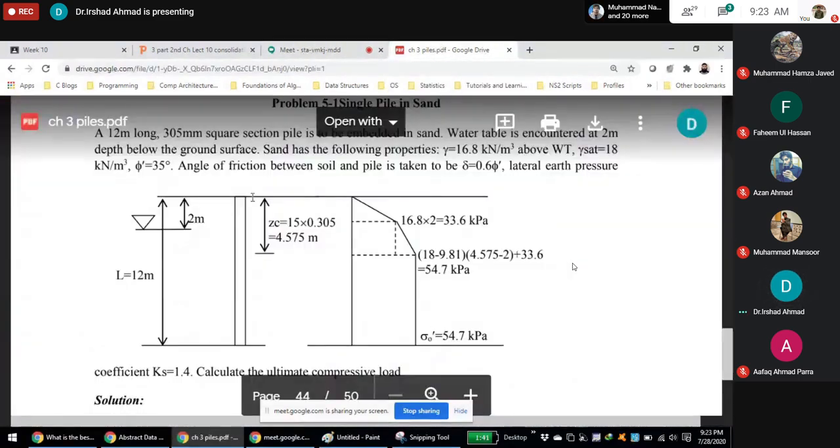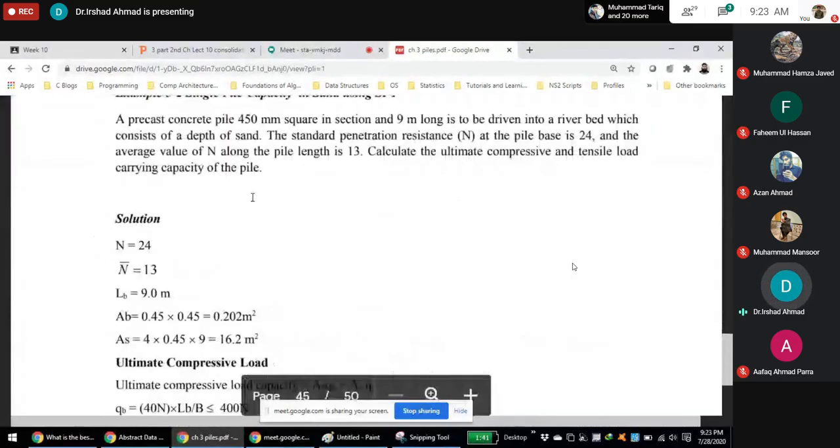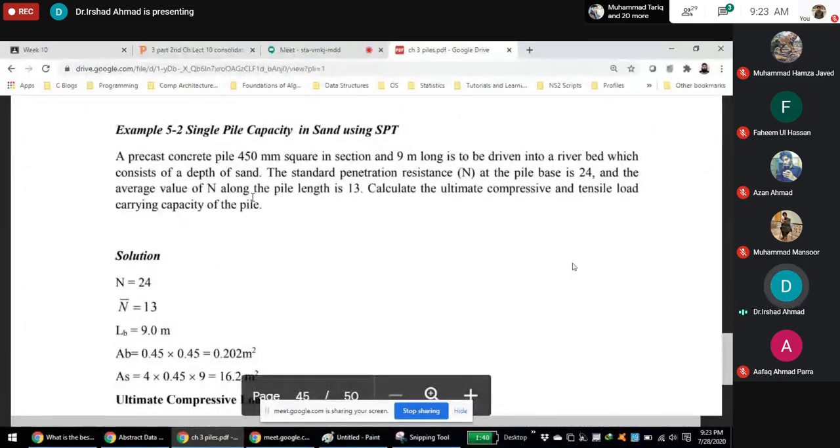Okay, let's solve another small problem based on SPT value.